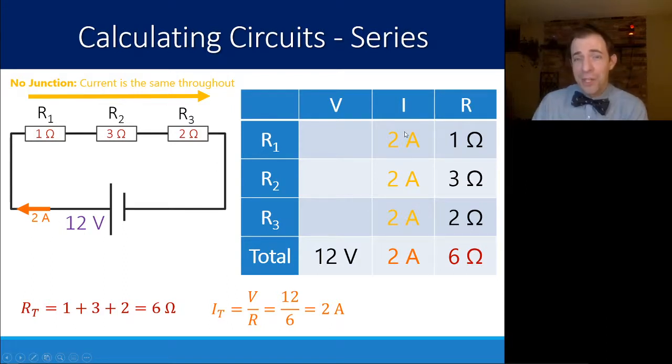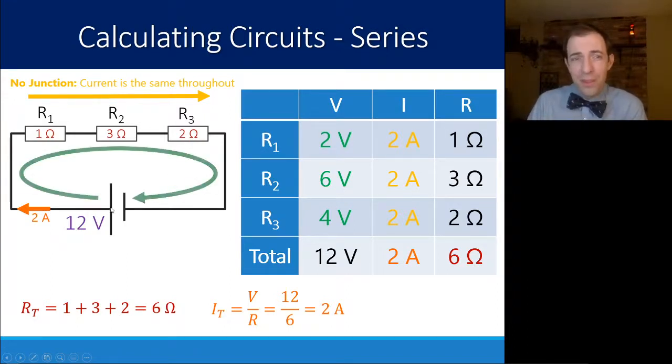Now I know the current and the resistance for each of these resistors. Ohm's law tells me if I know 2 of the 3, I can always solve for the third. Ohm's law solved for voltage would just be I times R. So 2 times 1 is 2, 2 times 3 is 6, 2 times 2 is 4. These are the respective voltage drops across each of these resistors. That's how much voltage is dissipated across each of those.